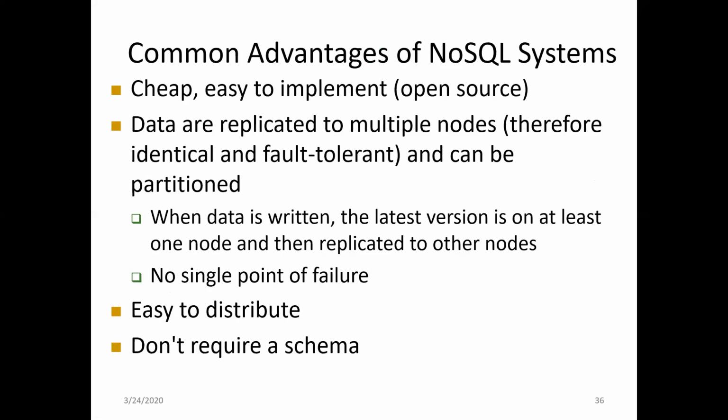The common advantage of NoSQL systems is that they are cheap and easy to implement. The data is replicated to multiple nodes, can be fault tolerant, and the data is written in the latest version. There is no single point of failure, it is easy to distribute the data, and it does not require any schema. This is a very, very important factor, right? You do not need a fixed-size schema or a visualization of the schema to enter the data in this case. That is the most important advantage of a NoSQL system.